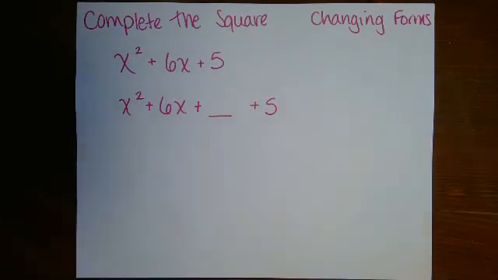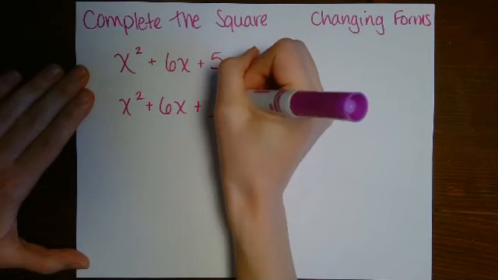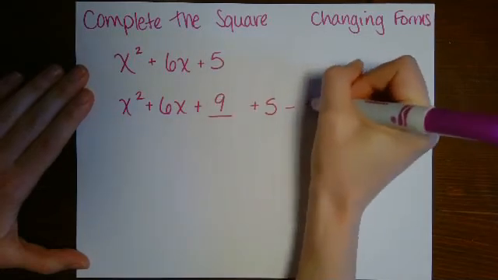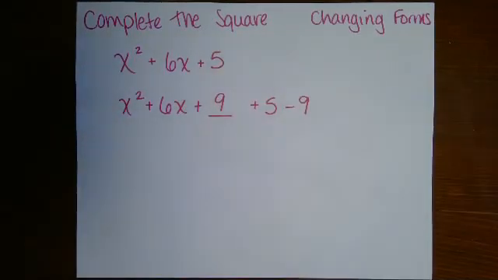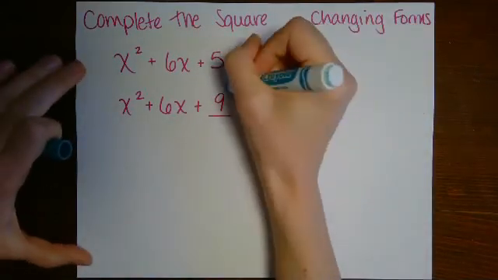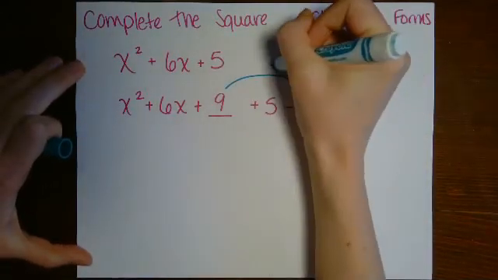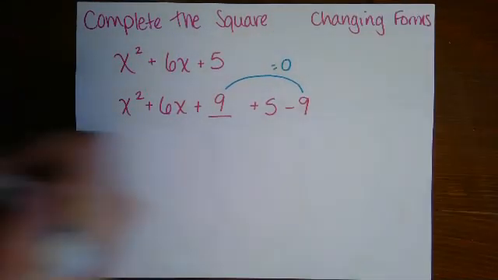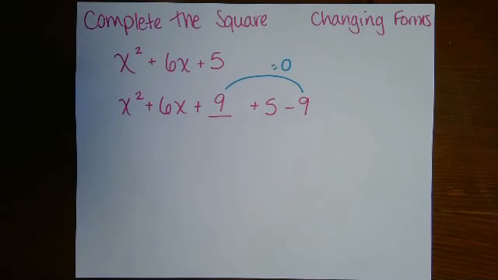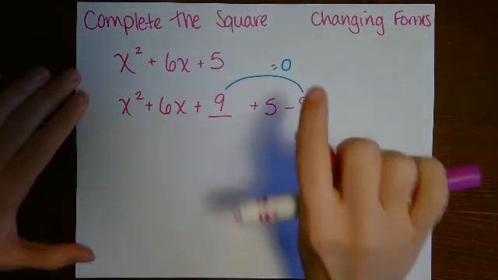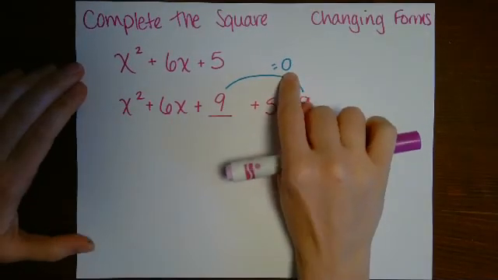Now, I can't just go around adding 9 wherever I want. So if I add 9 here, I need to subtract 9 right here. So what did I just do? I added 9 and I subtracted 9. When I add 9 and I subtract 9, I actually just added 0. So I haven't changed the value of the expression at all, since all I'm adding is 0.